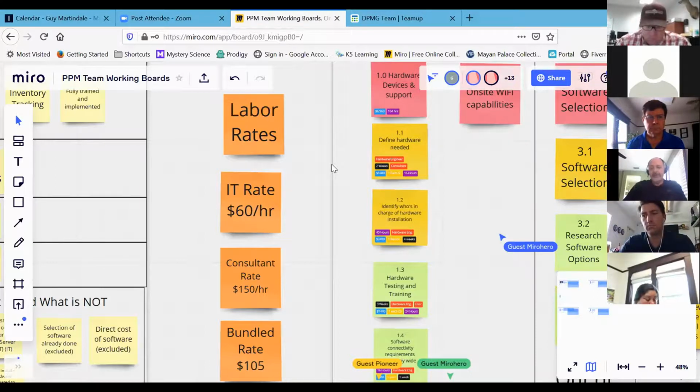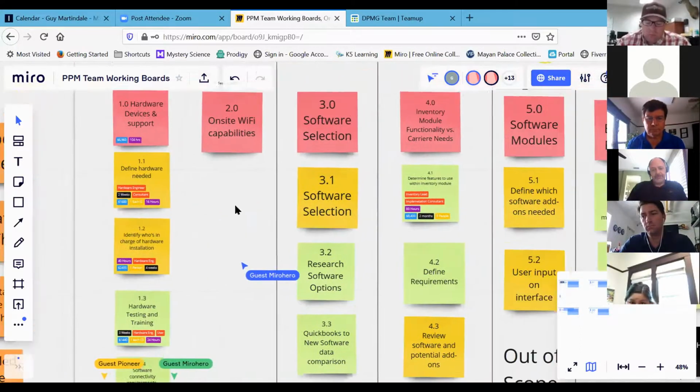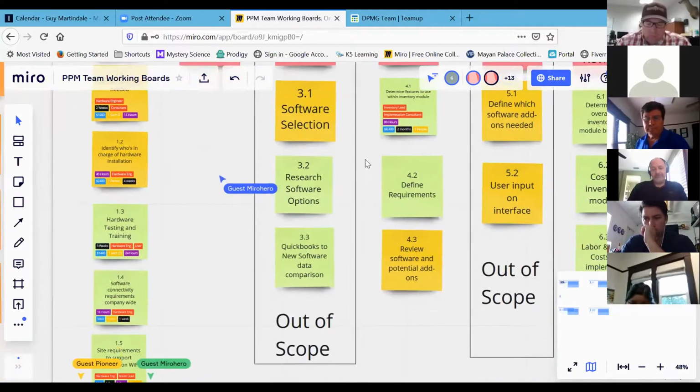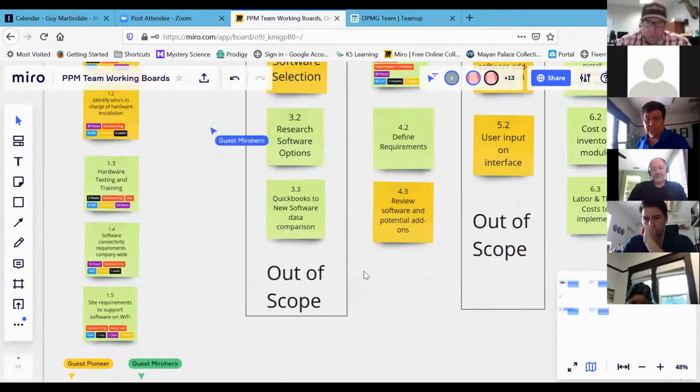Okay. So I'll show everyone what I meant by eliminating some steps here a little bit. If you can see on screen here, we have 3.0, which is software selection. In this project, we're talking about one module of inventory within the entire ERP scope. So software selection in our project charter was excluded. So what I helped the team do is just put a square box around all these items and then just put out of scope. Can everyone see that where it says out of scope for those columns?